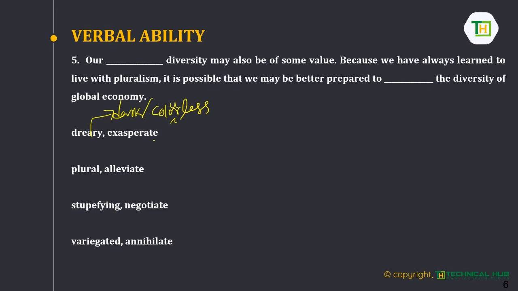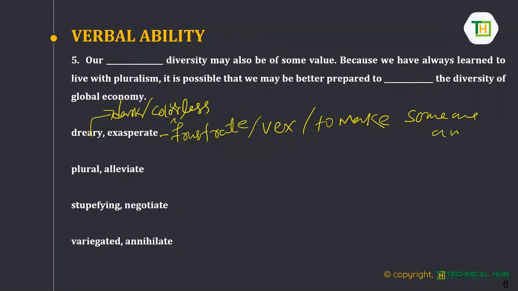Then exasperate. Exasperate means frustrate, frustrate someone, or you can use it like vex, to make someone angry. Okay, so let us see the words. Let us see our colorless diversity.